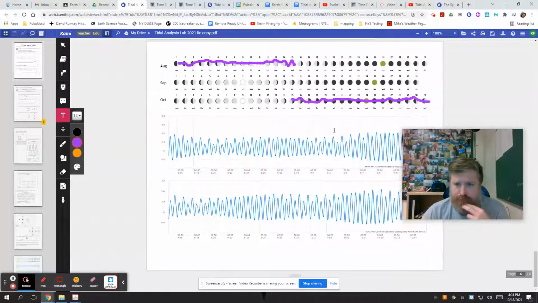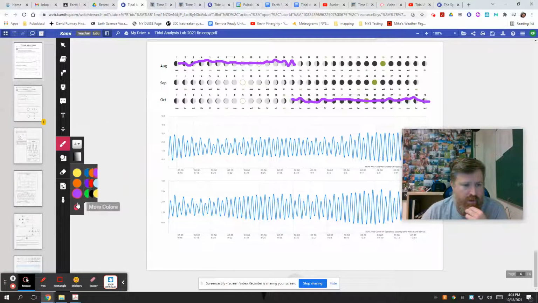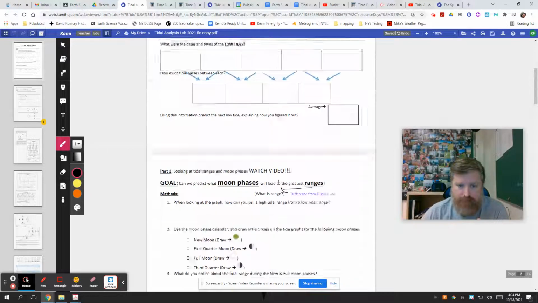Let's look. I'd say right about the 19th, it's actually a third quarter moon. So what you're going to do, grab your pen, probably want to do it fairly small. And on the 19th, we're just going to draw exactly that. There's the 18th, there's the 20th. So on the 19th, it's going to be, and you all know I'm not an artist, kind of like this. That's it, right? So that part's not too bad. Go through and do all of those phases.